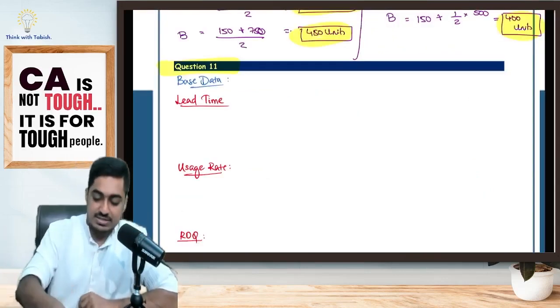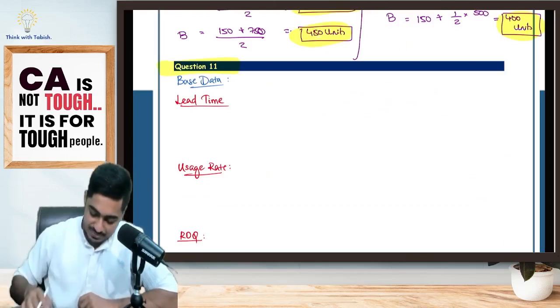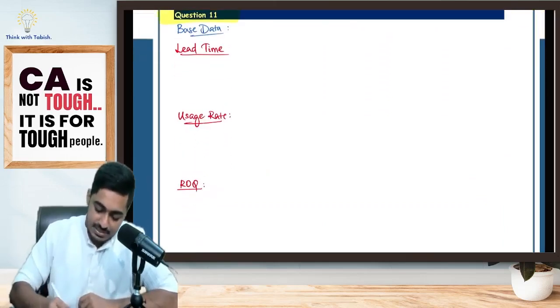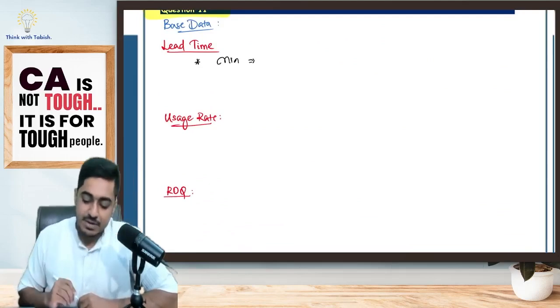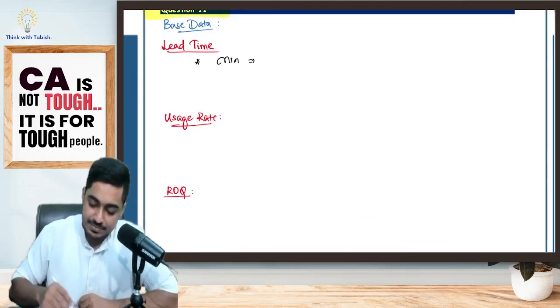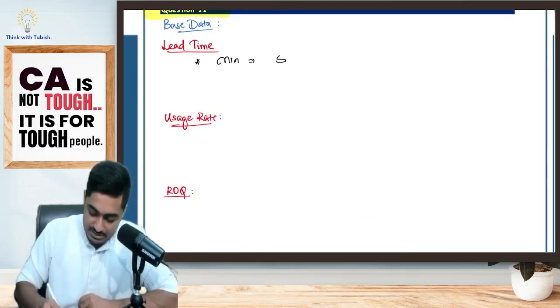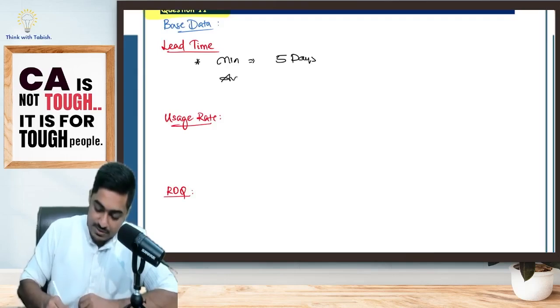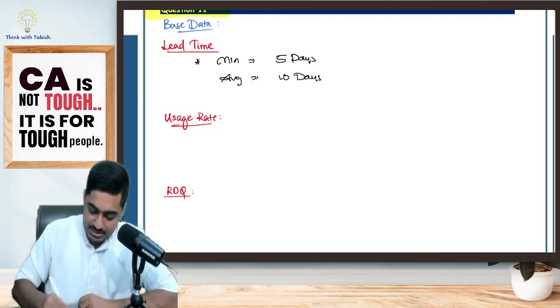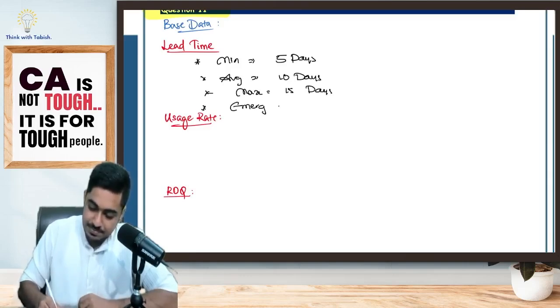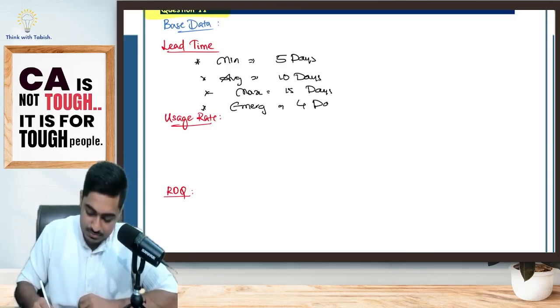Now, let us try solving. Slowly. Details of lead time. Let me write down the data one by one. In my lead time, minimum lead time, bare minimum, how much time is required? 5 days. On an average, how much time can be taken? 10 days. Maximum, how much time can go? 15 days. In case of emergency, I will get it in 4 days also.